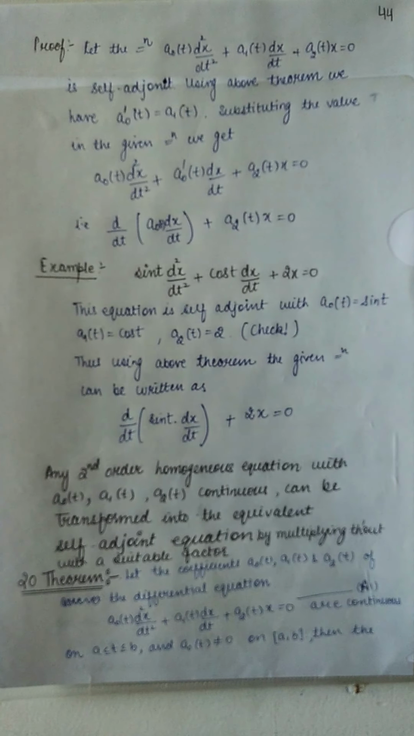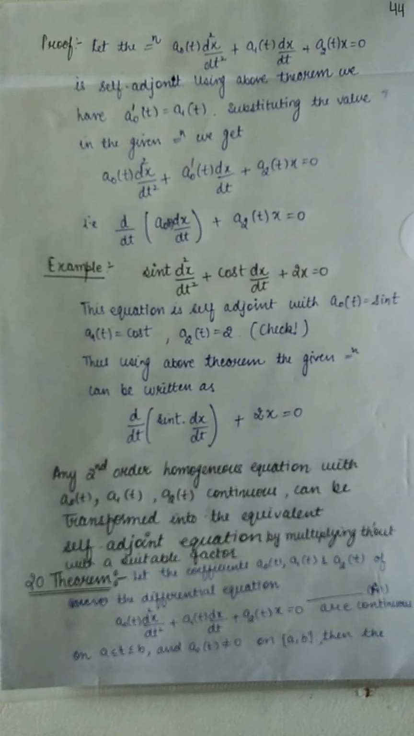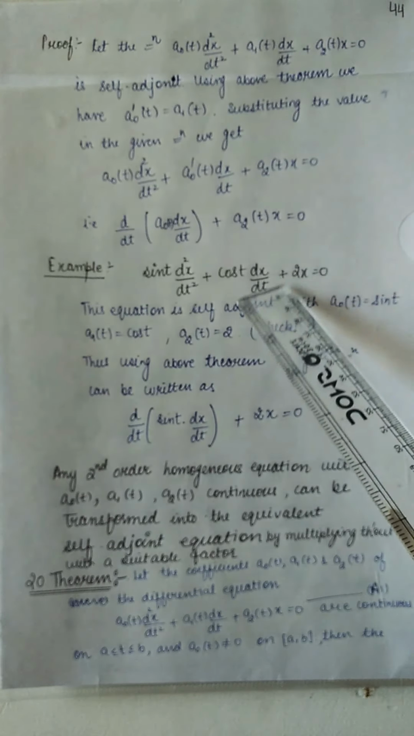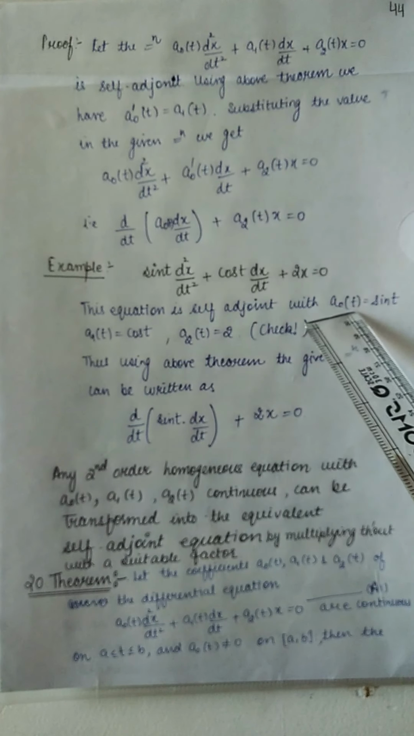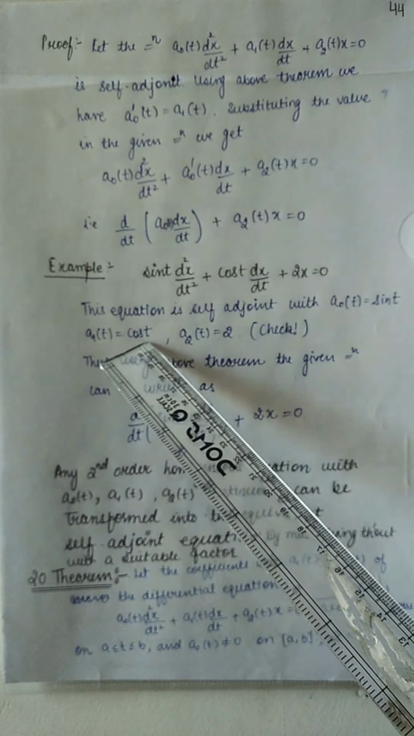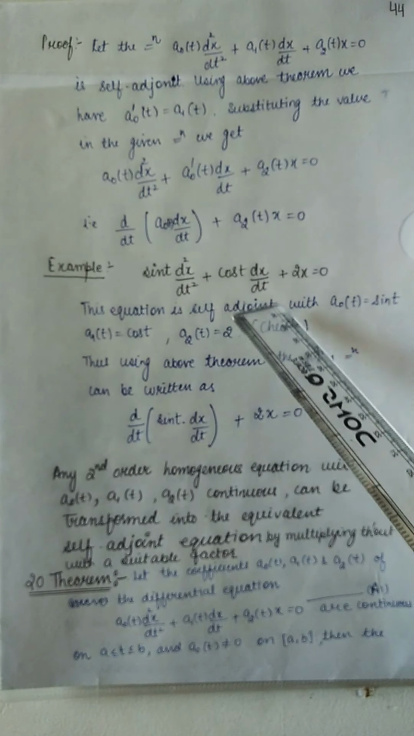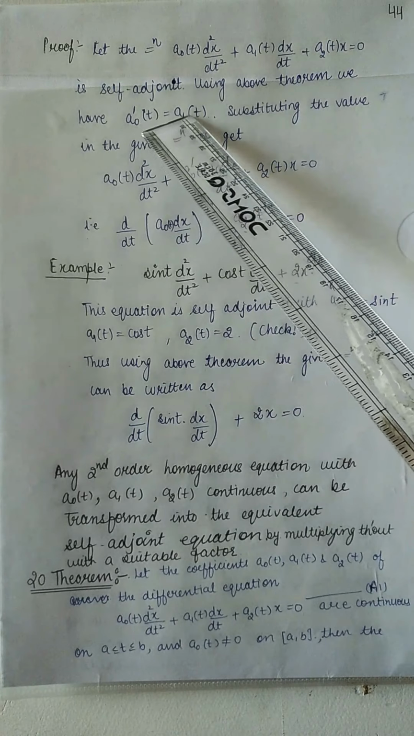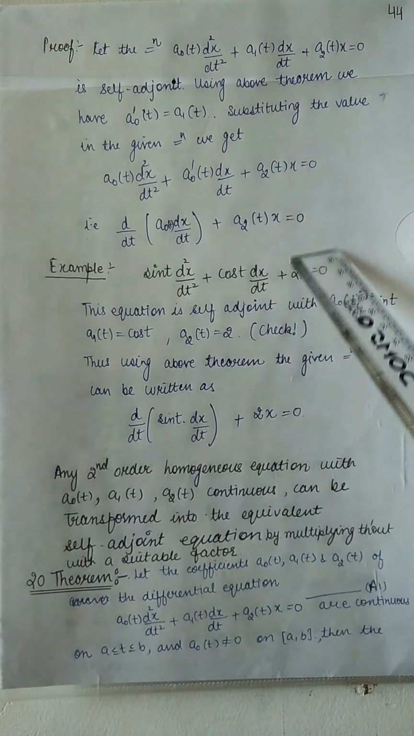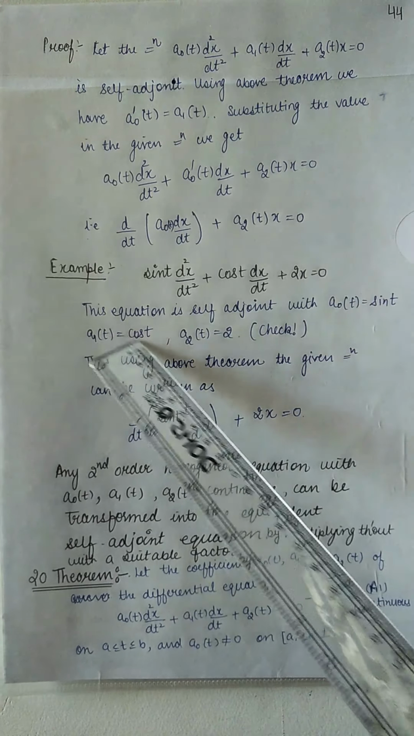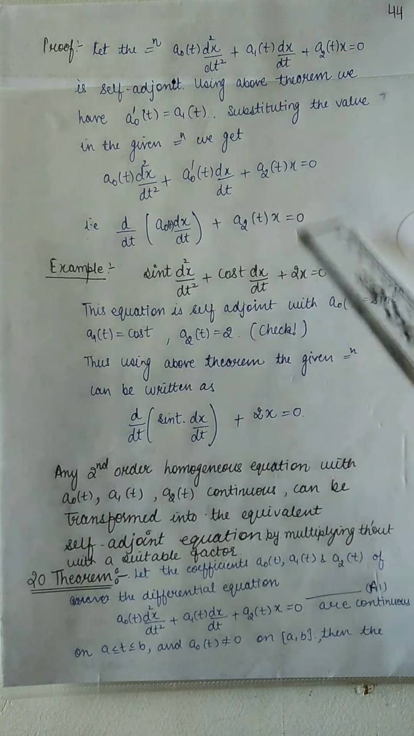Now an example. With the help of this example, you will understand the above theorem. Suppose we are given sin t d²x/dt² plus cos t dx/dt plus 2x is equal to 0. This equation is self-adjoint. We can check this: A naught(t) is sin t, A1(t) is cos t, A2(t) is equal to 2. The condition for a self-adjoint equation is that A naught dash(t) is equal to A1(t). If you find A naught dash(t), it is cos t, which is equal to A1(t), and hence the given equation is self-adjoint.